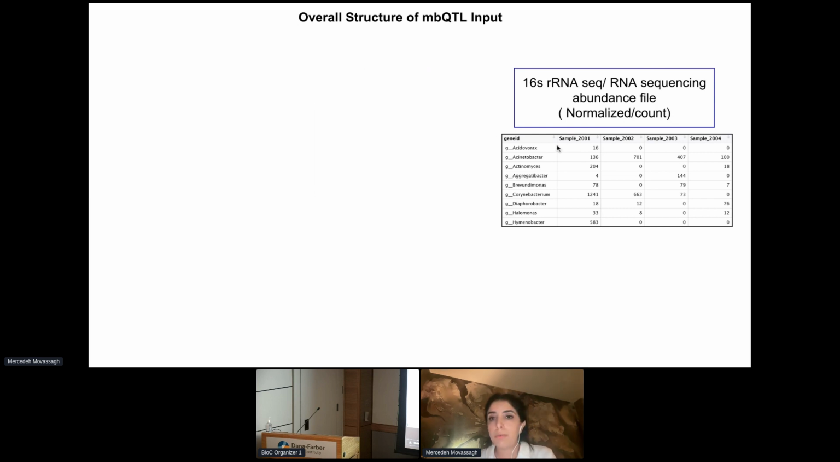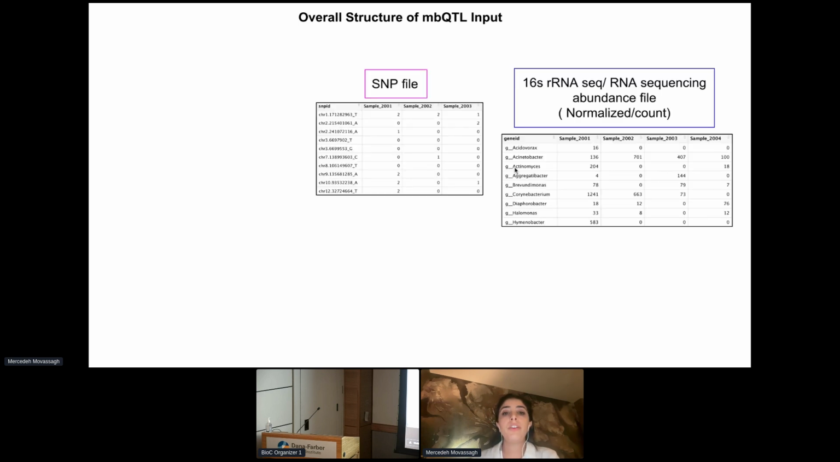This is just the result of a 16S file. When I say gene ID, this is basically the genus of your microbes. I'll show you the dimensions when I go over the vignette. Then you have your samples up here. Your SNP files would be your SNPs, and the column names will be your samples. They will come in as 0, 1, or 2, demonstrating whether it's homozygous reference, heterozygous, or homozygous variant per sample for each SNP.